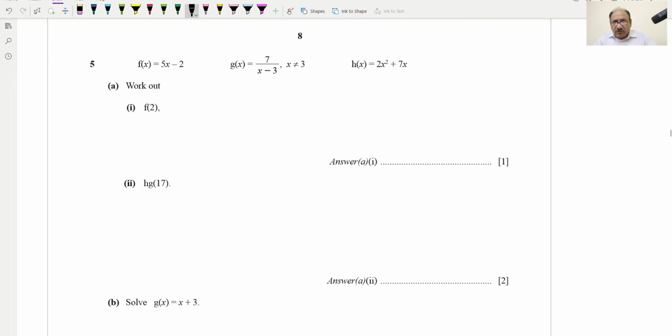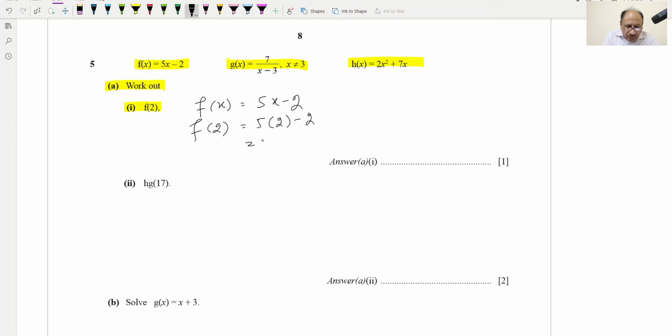Now question number 5. Question number 5 is a functions question. F of x is given, g of x is also given, and h of x is also provided. We have to find, for a part, work out f of 2. So we will replace x by 2 in f of x. So f of x is equal to 5x minus 2. So f of 2 will be replacing x by 2. So 5 into 2 minus 2. So it will be 10 minus 2, which is equal to 8. So our answer will be 8. This will be a 1 mark part.